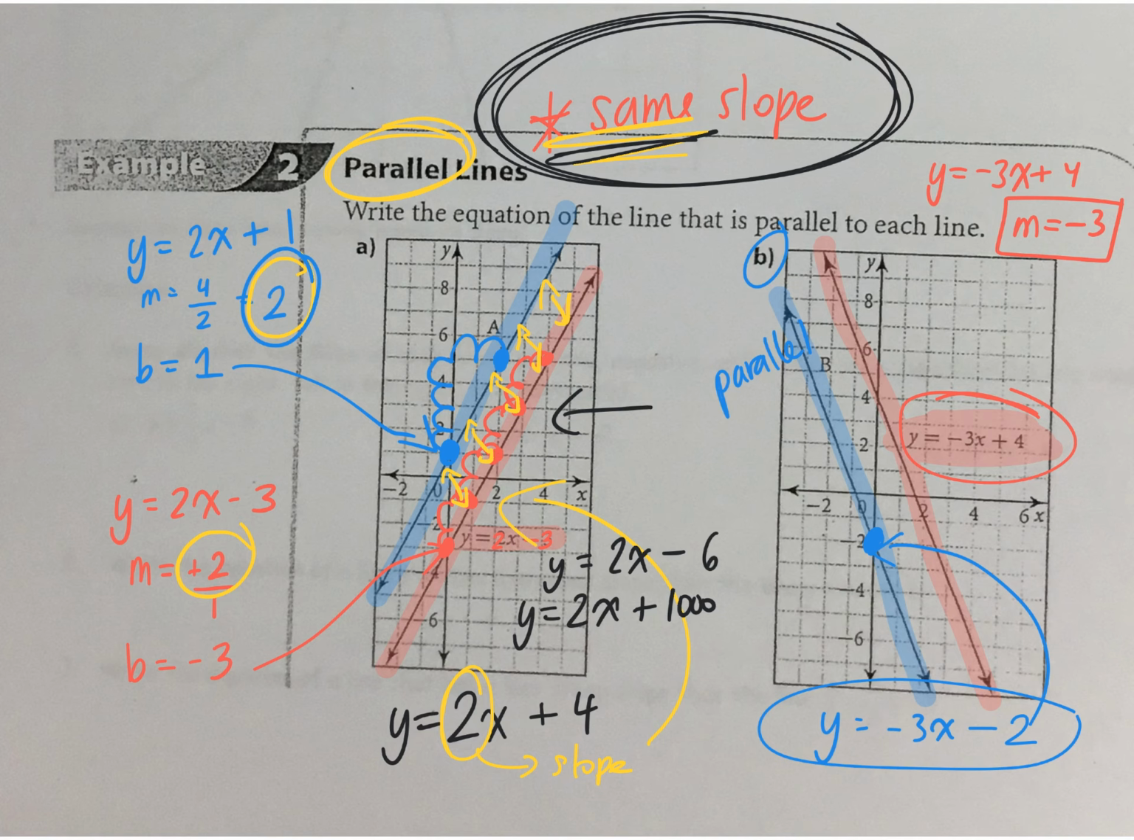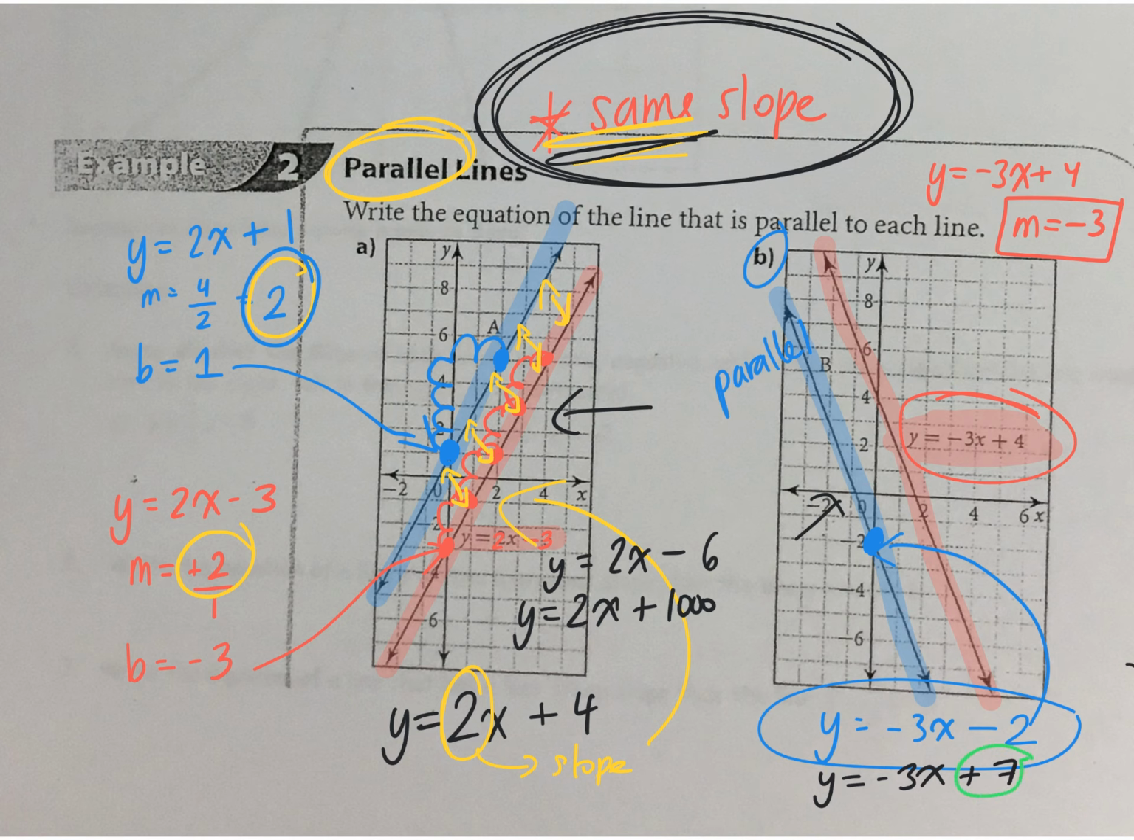Can someone give me an equation of a line that would be parallel to those two lines? Anything? Martin? Parallel to these two lines. An equation? Excellent. Y equals negative 3x plus 7. Good question. Let's graph it.